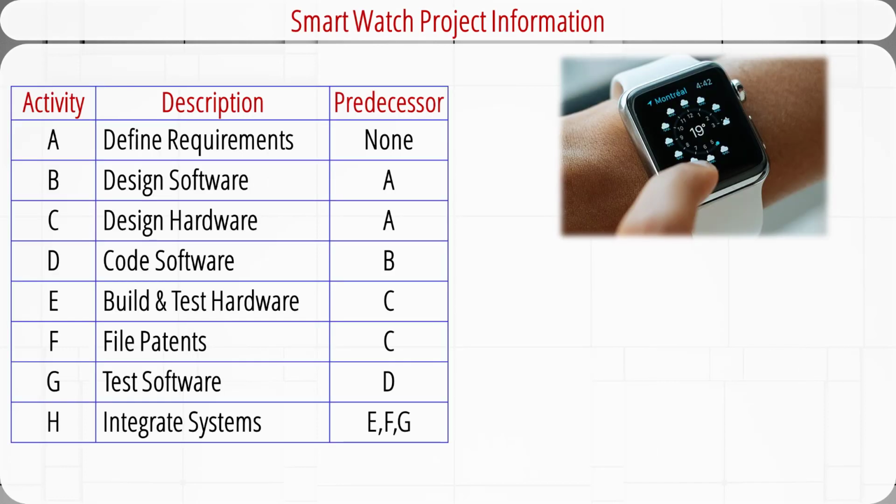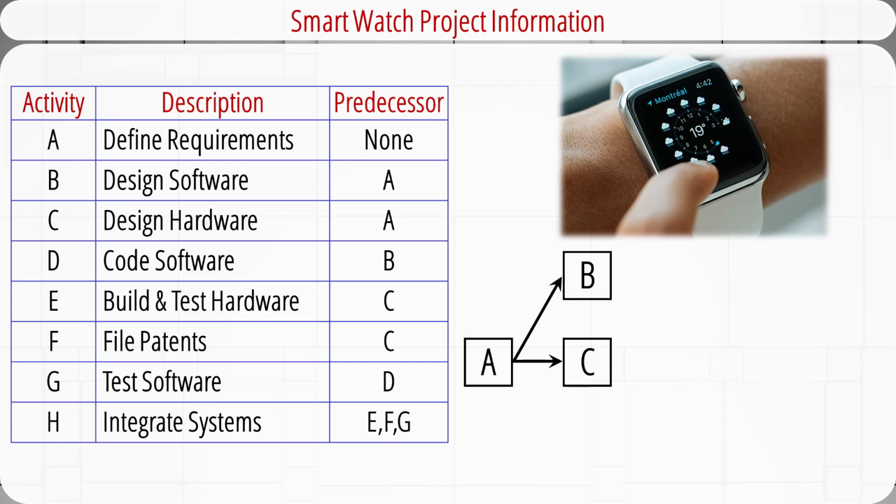Now let's see how we can develop a complete project network for a smartwatch project based on information in this table. This table contains 8 activities, from A to H. The first step is to identify the project start. Activity A, define requirements, has no predecessor, so it's the starting node of the project network. A is a predecessor of activity B, design software, and C, design hardware. So we draw 2 arrows from A to B and from A to C.